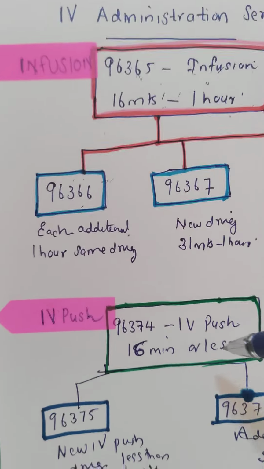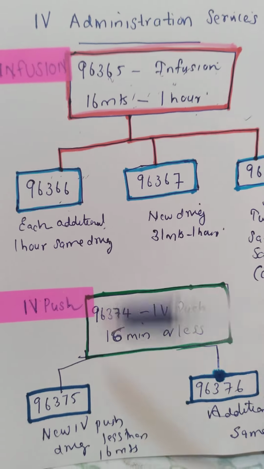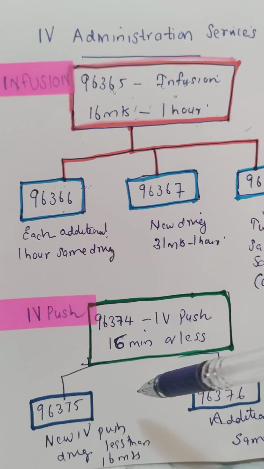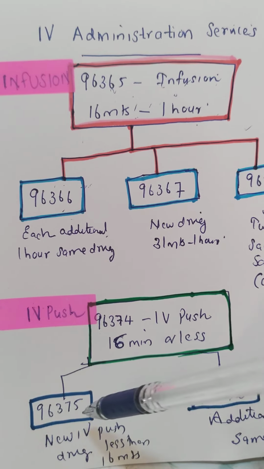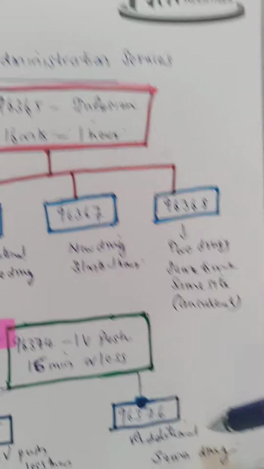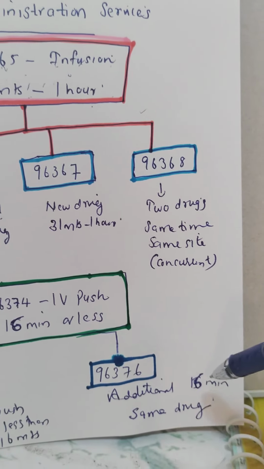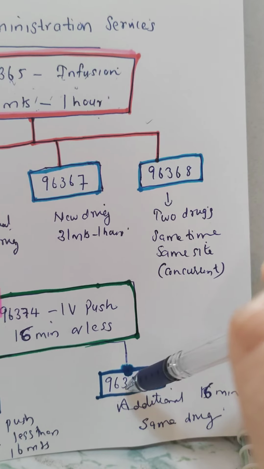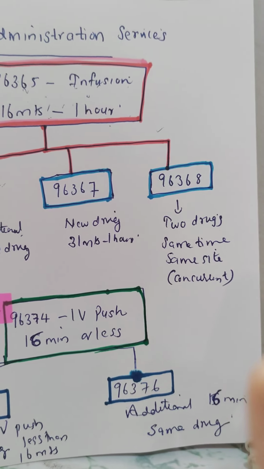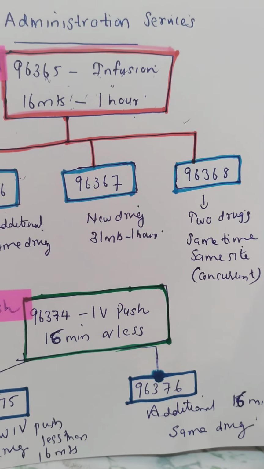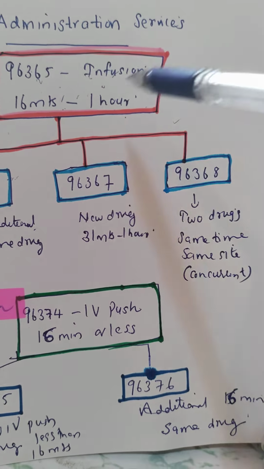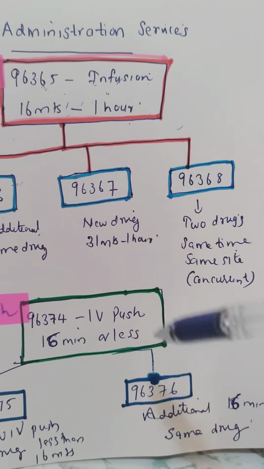And if a new drug is administered for about 15 minutes, we should use the code 96375. And for an additional 15 minutes, the same drug, we should code 96376. For example, the parafusive is administered for about 1 hour and 15 minutes.